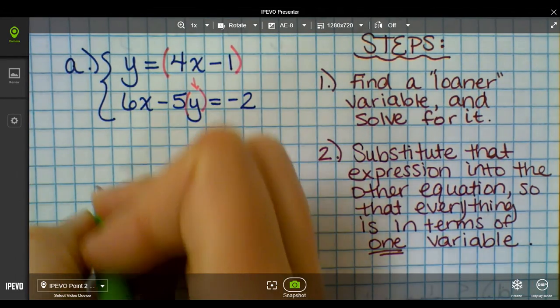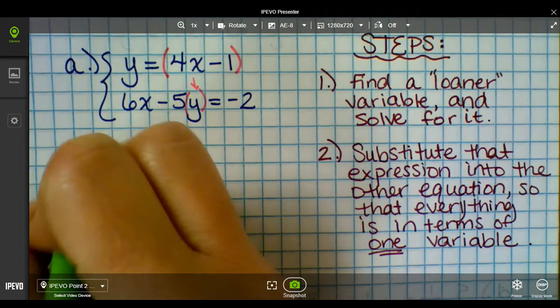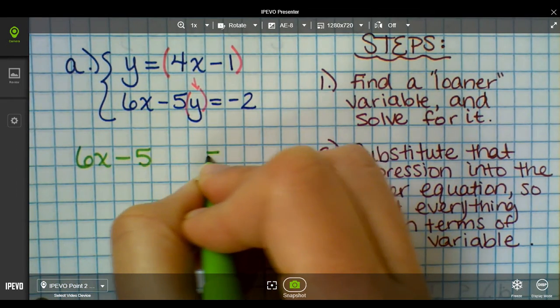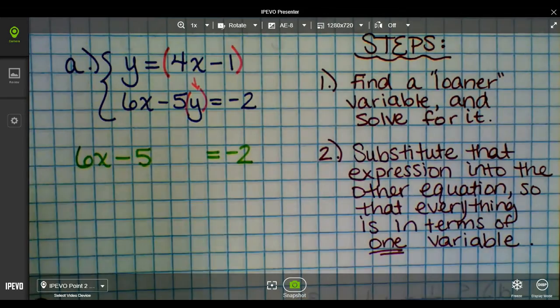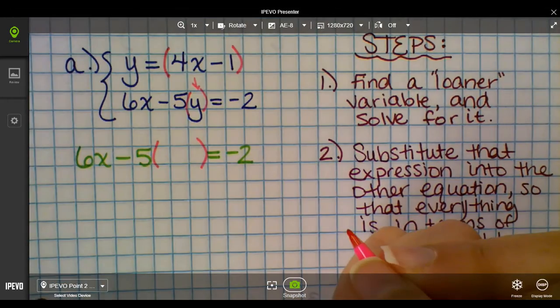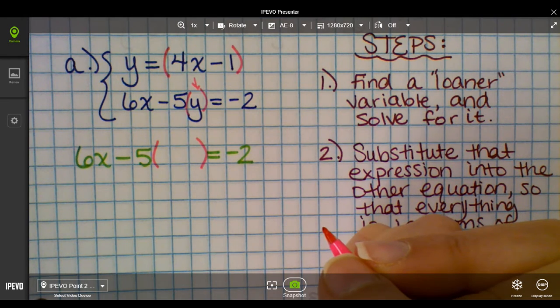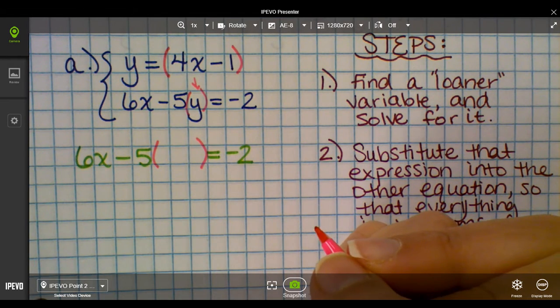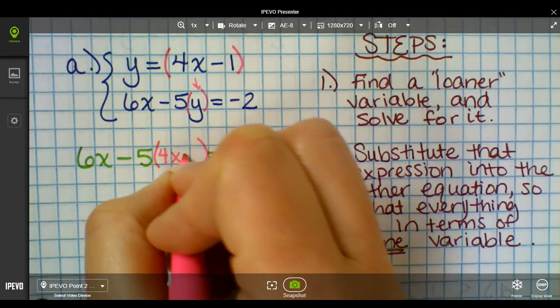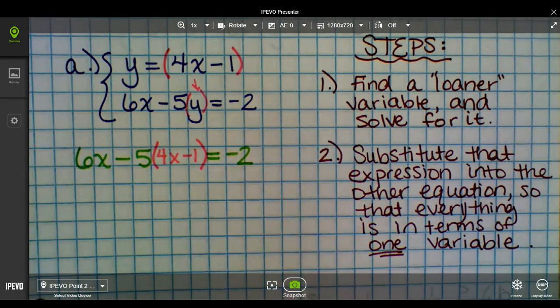So this is kind of what I like to do. It might help you see what you're doing a little bit better. I write down everything that's not y first, and then I open up parentheses where that y is. That just lets me know that I am plugging in something different over there. Then I have to look over here. What am I plugging in for y? I'm plugging in 4x minus 1. Okay, so now what does it look like we should do?